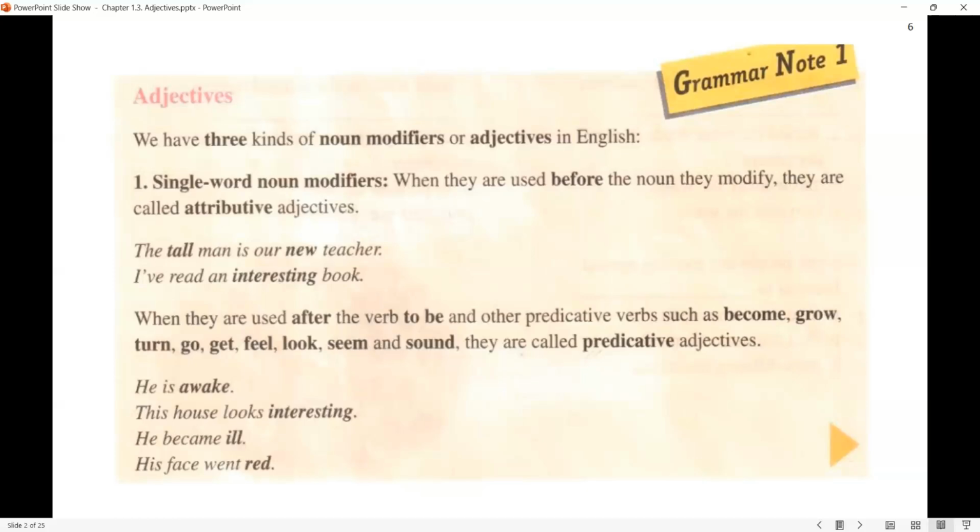When they are used after the verb to be and other predicative verbs such as become, grow, turn, go, get, feel, look, seem, and sound, they are predicative adjectives, like he's awake. So with linking verbs, we had linking verbs last time. With linking verbs, we use adjectives, but we use them after the linking verb. This house looks interesting. I cannot say this house interesting looks. That's wrong. This house looks interesting. He became ill. Became is a linking verb. Ill is an adjective. His face went red.